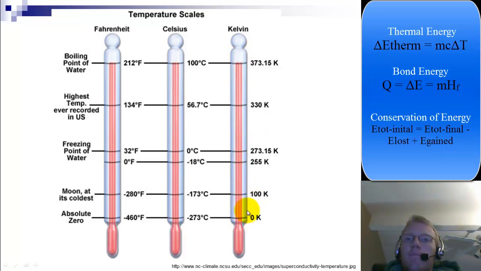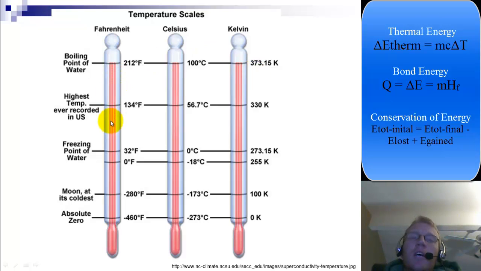So the freezing point of water is now 273. It's actually 0.15, so this should be 273.15. The shift is 273.15, but if you round to 273, that's fine. And then the boiling point, 100 degrees higher in Celsius, is also 100 degrees higher in Kelvin. So Kelvin to Celsius is simply add or subtract 273 to go back and forth.